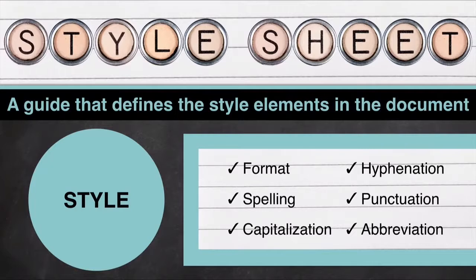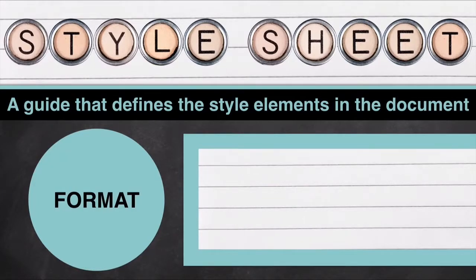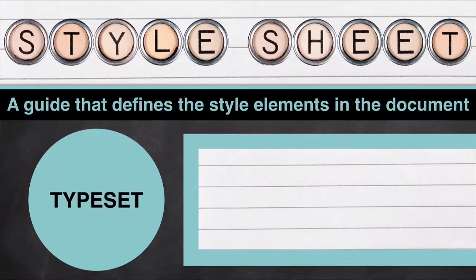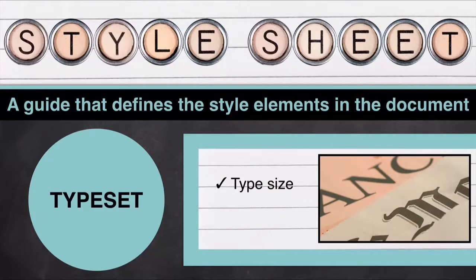When we're talking about format, we're talking about things like typeface, tabs and indentation, margins. What are the margin sizes? So the measurements of the margins, and any spacing. It's another thing we talk about when we talk about formatting. And finally, typeset is talking about things like the size of the type and maybe the width of the type.